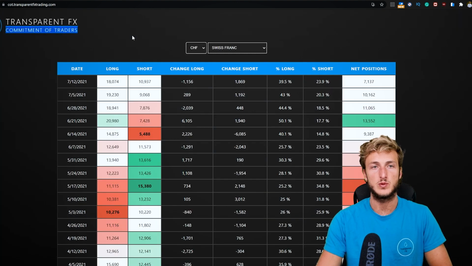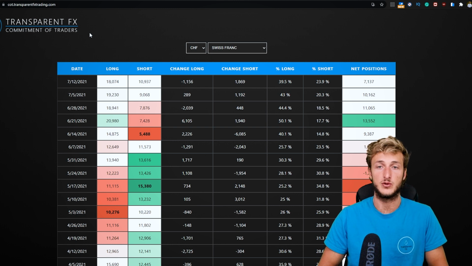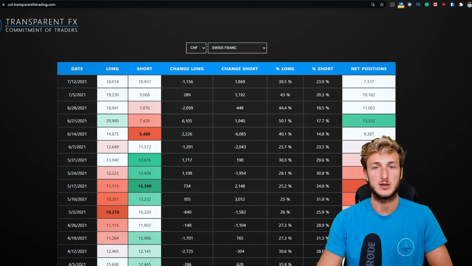Now, if we go and see what we have from a COT perspective, so commitment of traders, which is basically what the non-commercials and the biggest speculators in the market are doing, we can see how lately net positions for the CHF have been decreasing. We went from having 13.5k net positions down to having 7.1k net positions, with the last report showing 1.8k shorts getting opened and 1.1k longs getting closed.